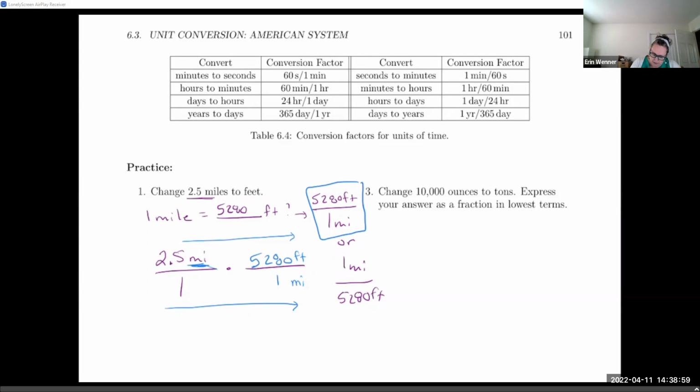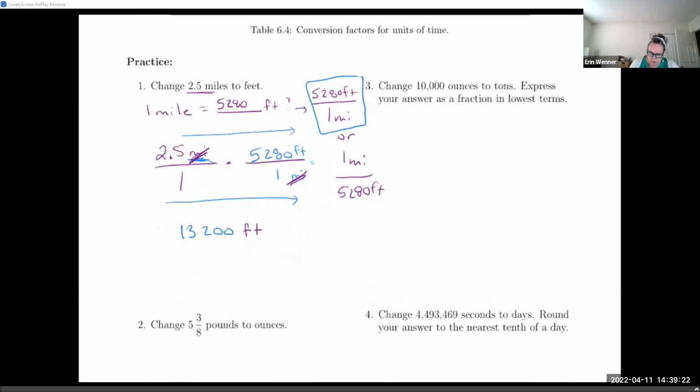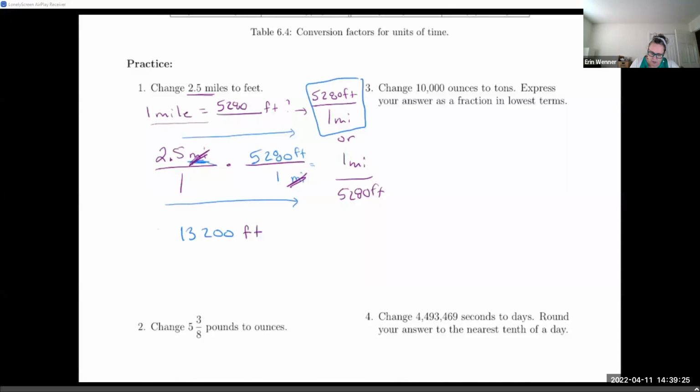So multiplying through, I'm going to have 2.5 times 5,280. So 2.5 times 5,280 gives us 13,200. And then because miles cancel with miles, we're left with feet. So again, when we're doing this, we want to make sure we write out our conversion factor, then represent that factor as a fraction, and then set up the multiplication of two fractions so that we can cancel our unit of measure.